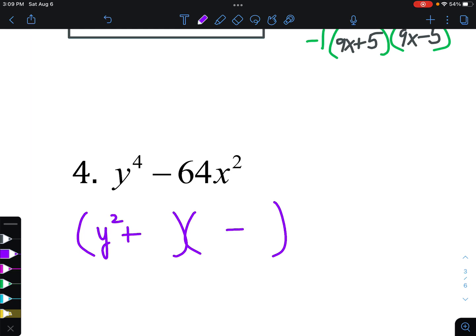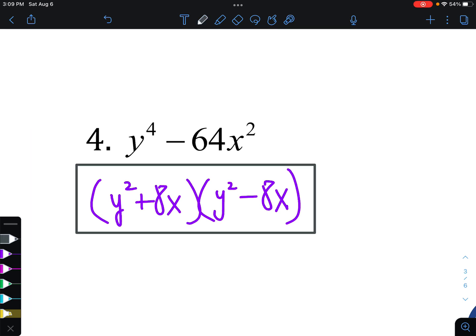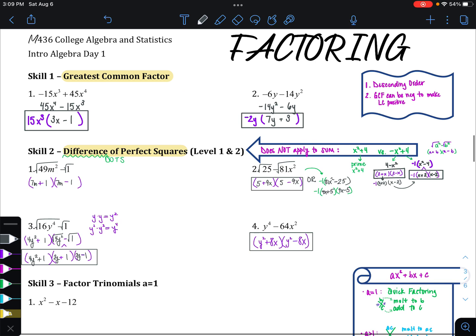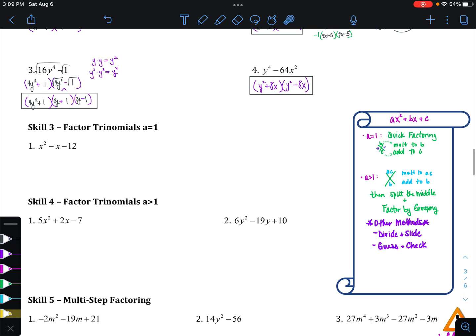So we'd have y squared, and then we'd have 8x here. Now, we might be tempted to factor further if we see the y squared and then a minus. However, 8x is not a perfect square, so this is our final answer. All right, awesome. So 2 of those skills down. Skills 3 and 4 are similar, so those will go together, and then we'll put it all together at the bottom. Okay, so factoring trinomials.